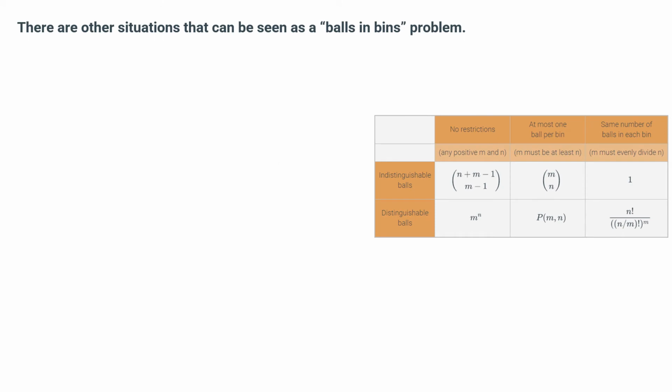So you might think, okay, this is not bad. You'll tell me how many balls there are, how many bins, and if there are restrictions or whatever, and then I'll just go to the table and use the right formula. That is true. However, it turns out that there are other problems that are not given to us in terms of balls and bins. We might have other things.